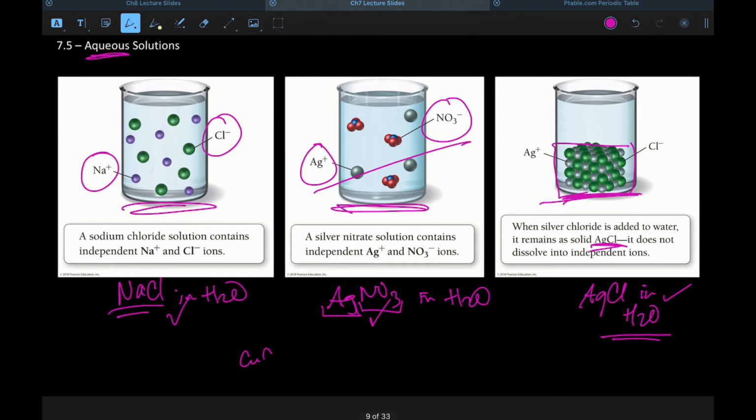In the case of, for example, CuCl2, that in water would be a clear blue solution, because that's the color of copper chloride. But the point is they would all be clear, because once it's dissolved, you can't visualize it anymore.